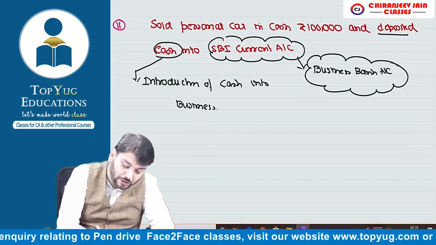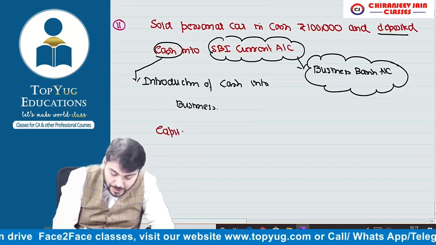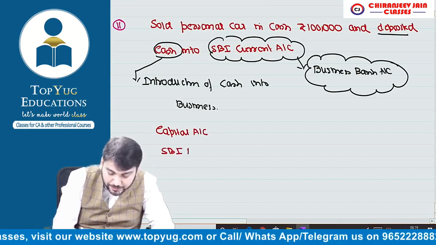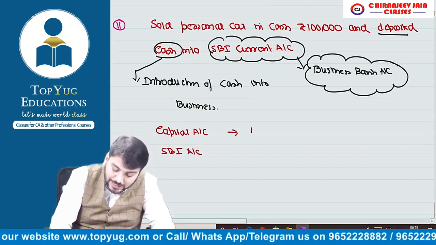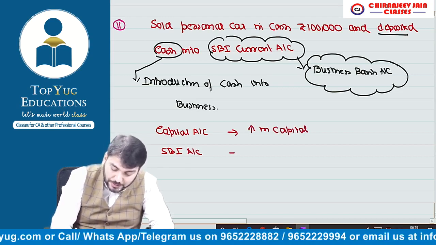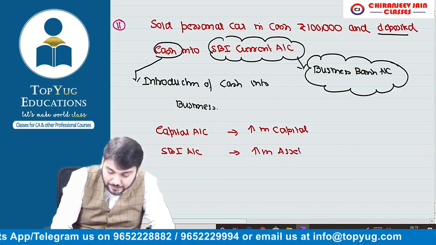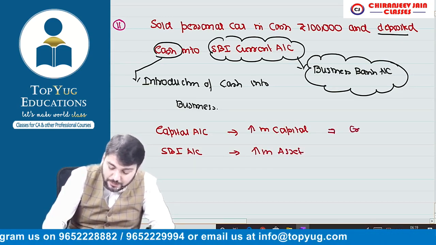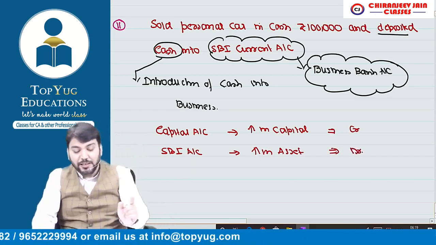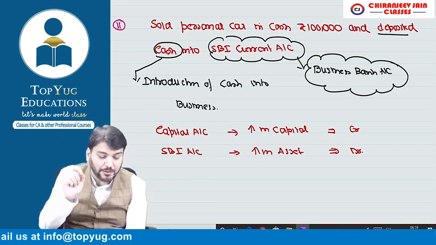correct? So for introduction of cash, which account? Capital account. And the other account is the SBI account. So there is an increase in capital and an increase in asset, SBI is an asset. Increase in capital will be credited and increase in asset will be debited. So the entry is: State Bank of India account debit to capital.